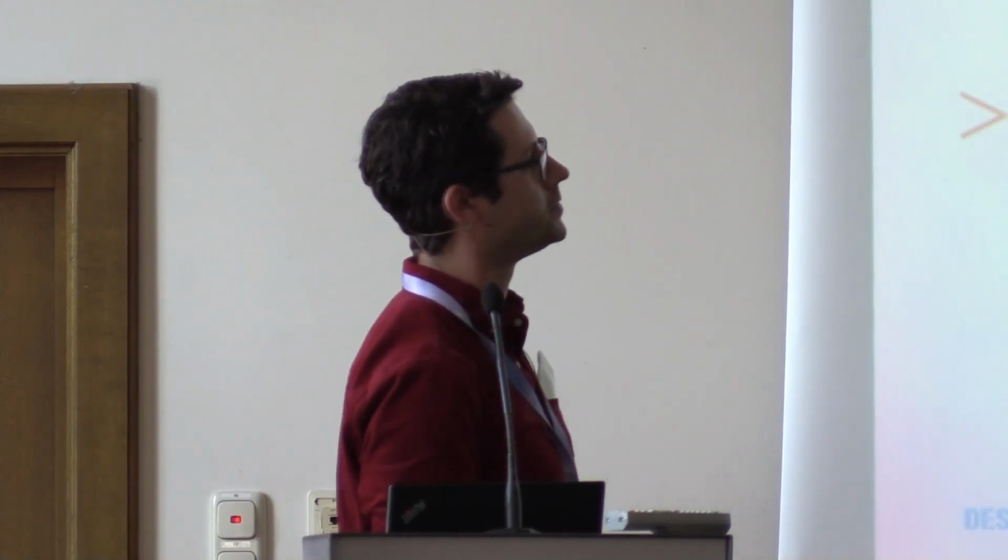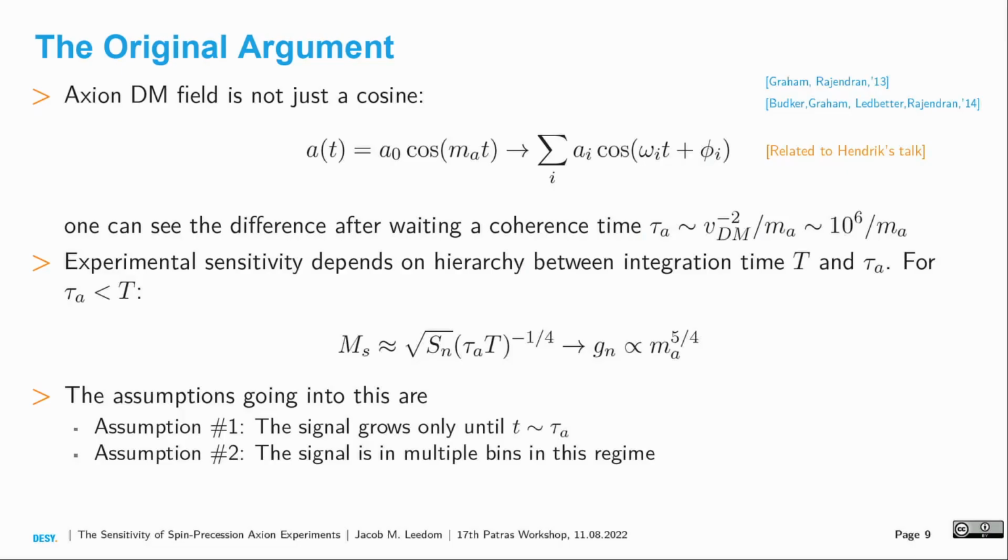What high masses means is that you have a lower coherence time, so we'll have a hierarchy where the coherence time is less than the actual experimental runtime, in which case the sensitivity, so the magnetization that you can probe, goes like this. In the original CASPEr papers it is argued to be something like the square root of the noise, and then the coherence time times the integration time to the negative 1/4. Now you can cast this into trying to get that slope in the CASPEr projections, so that you would rewrite it as g_n is proportional to m_a to the 5/4. And this is exactly what that contour looks like in the CASPEr paper.